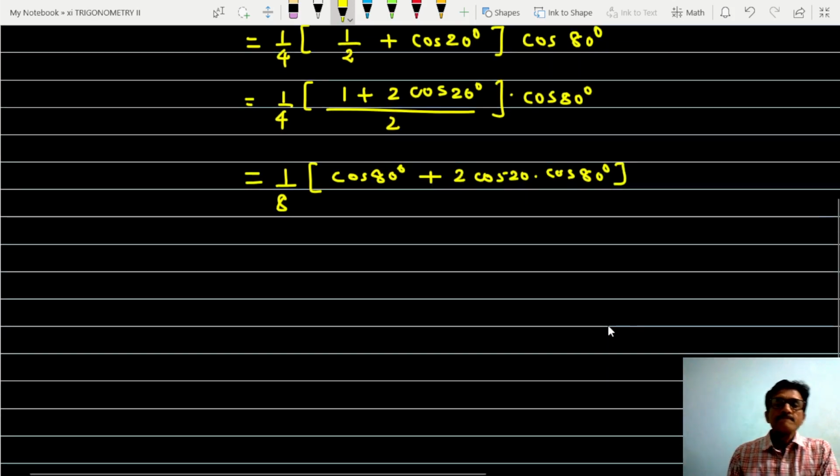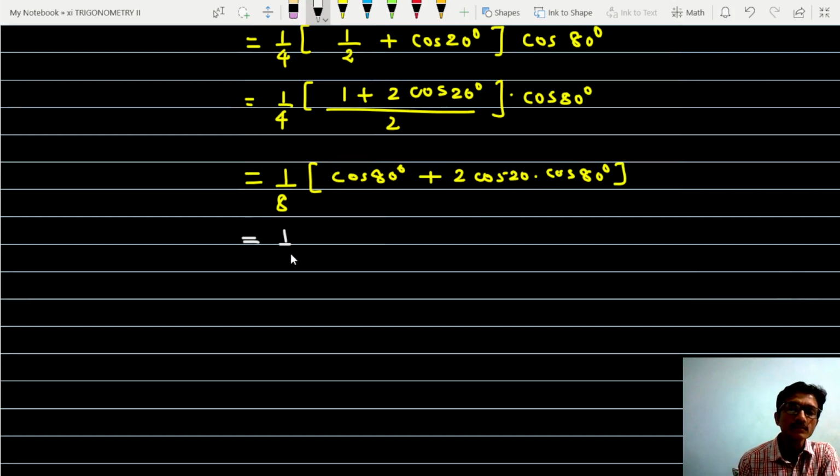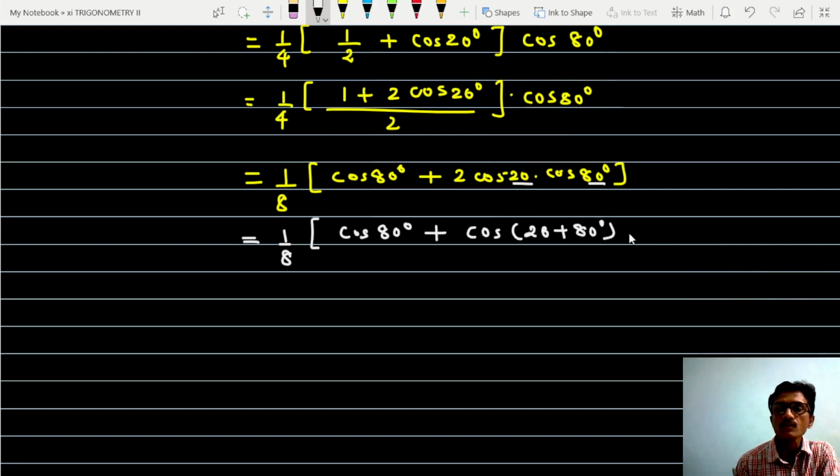Yes. Here again we apply the formula 2 cos A cos B. What will be 1/8 cos of 80 degree plus 2 cos A cos B, that is cos of A plus B, 20 plus 80, plus cos of A minus B, that is cos of 20 minus 80. See here, 2 cos A cos B, we will write cos A plus B plus cos A minus B.